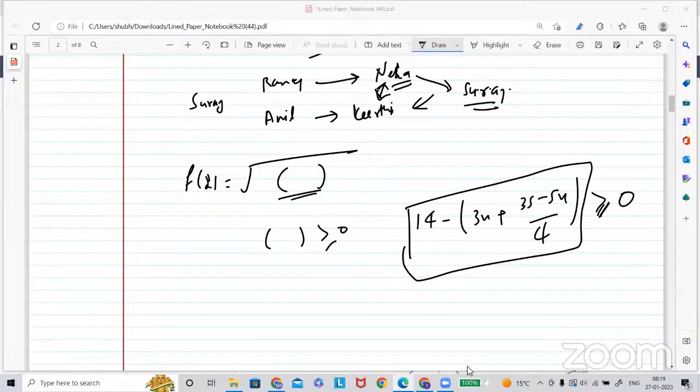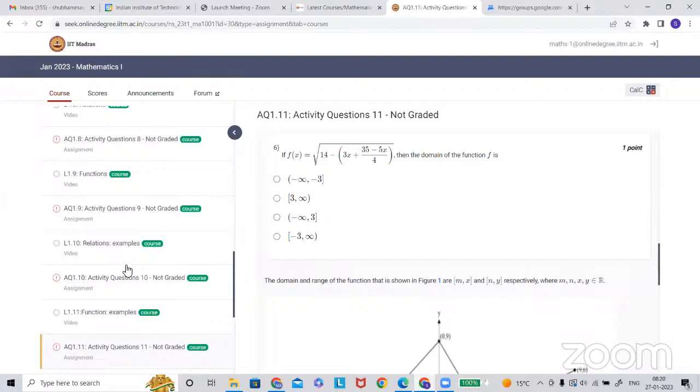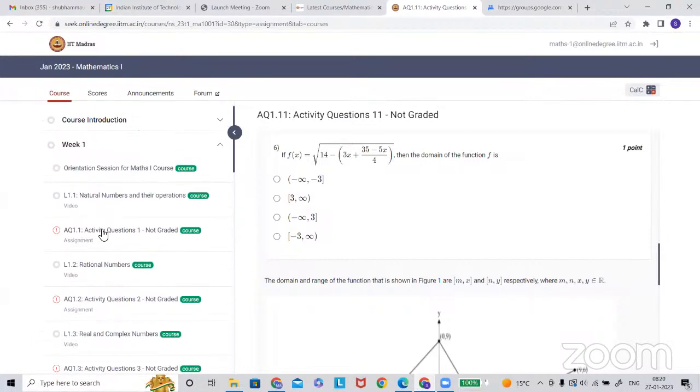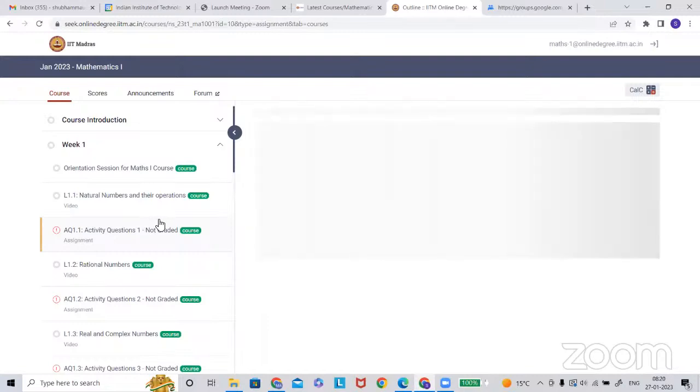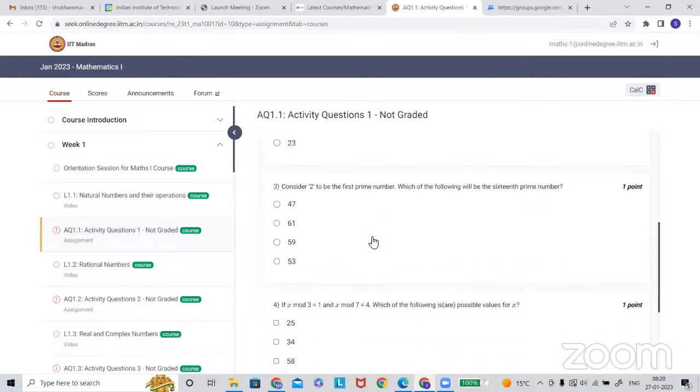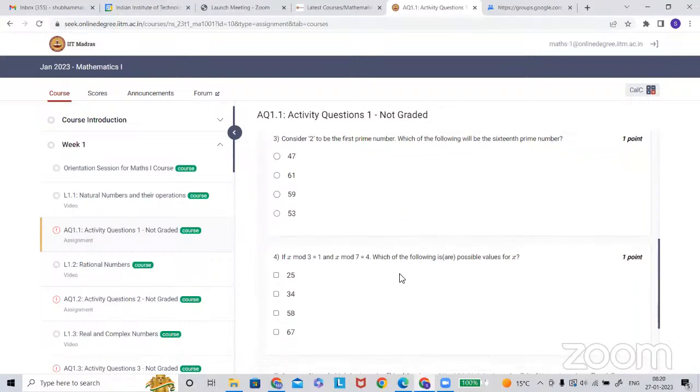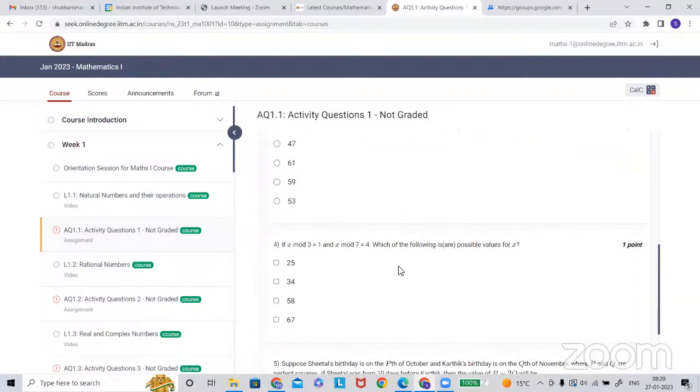Okay. Now I hope Divya has a doubt. Hi Divya, what's your doubt? Yeah, sir, my doubt is exercise 1.1, question number 4. I'm actually not getting the actual answer. The answer is 25 and 67, but what I get is totally different from that.